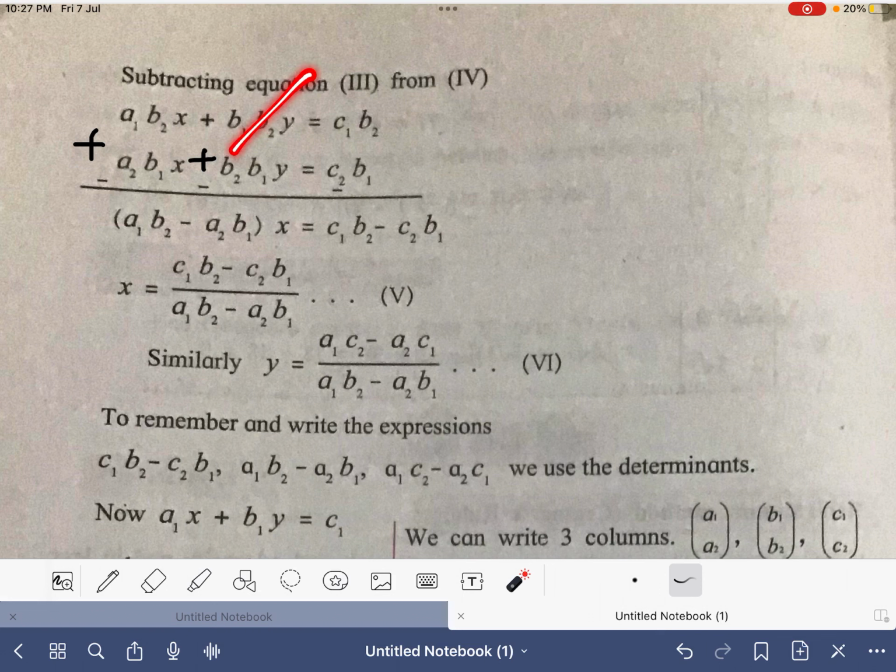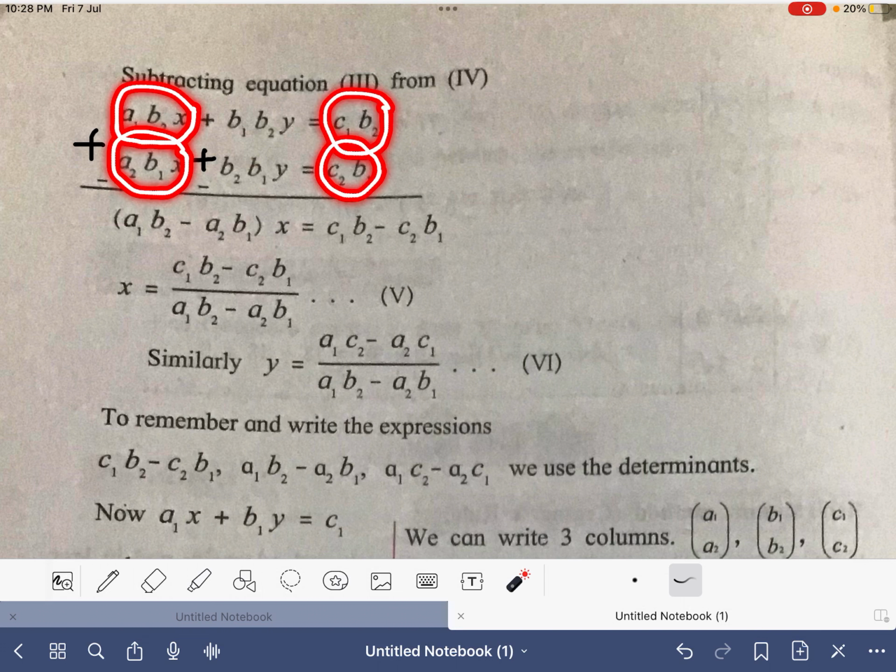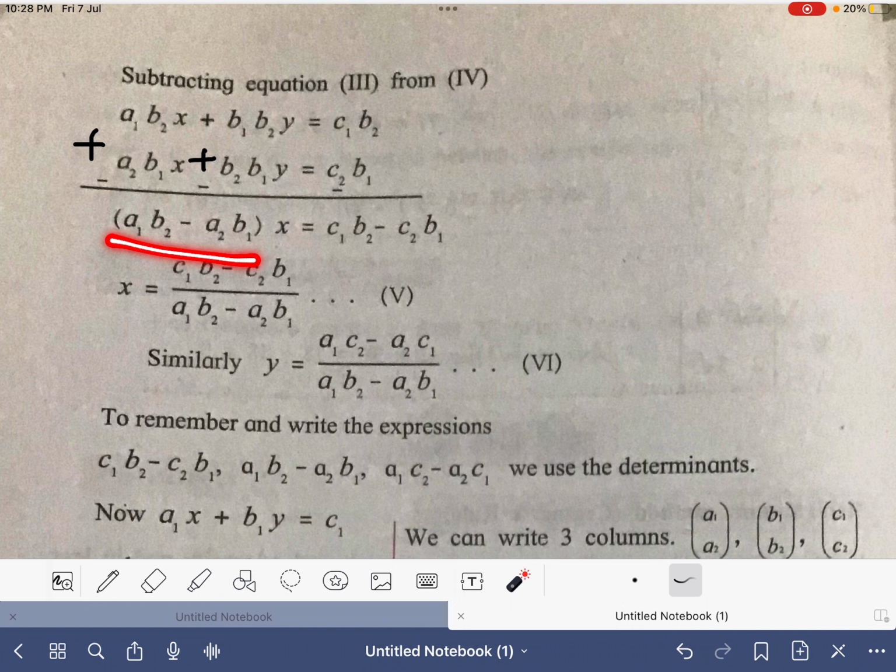Simplify this: a1 b1 minus b1 b2y minus b1 b2y, they will cancel with each other. Now what are the remaining terms? a1 b2x, a2 b1x, c1 b2 and c2 b1. Now simply subtract this. So what will happen? a1 b2 minus a2 b1. So we get the answer a1 b2 minus a2 b1 into x.